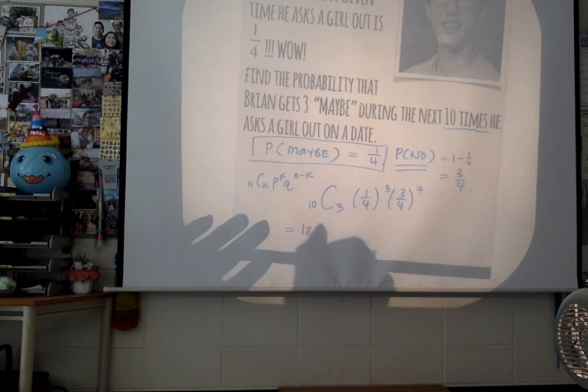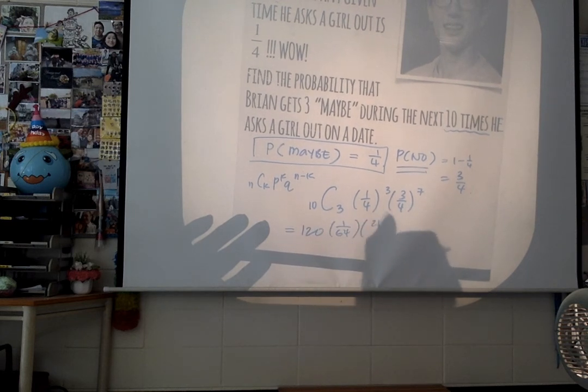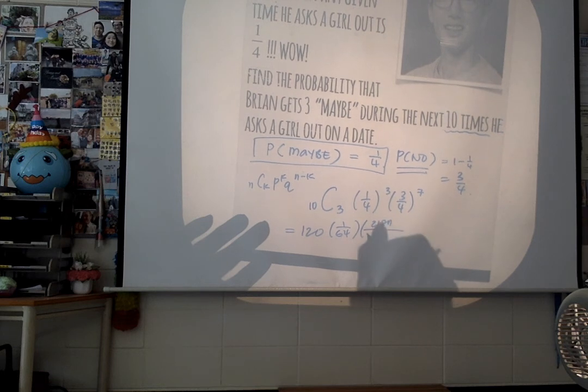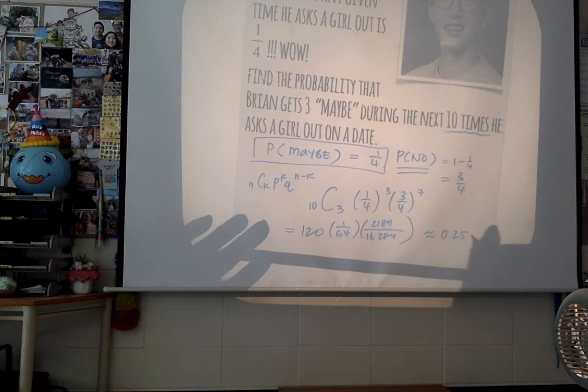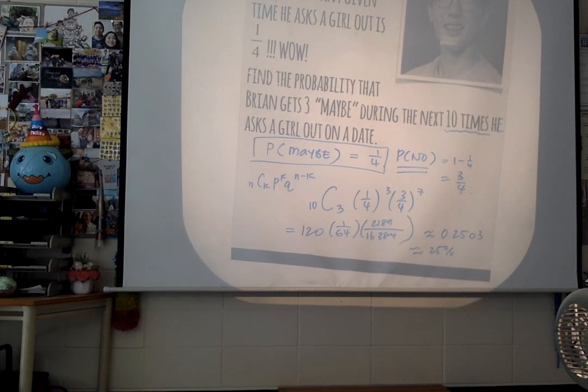And actually, this gets you 120, and this is 1/64, and this is 2187 over 16384. You would use a calculator for this, obviously, and you would get about 0.2503, so about a 25% chance. That's not bad, Brian. Okay, good luck with that, okay?